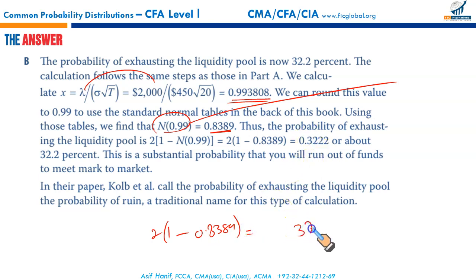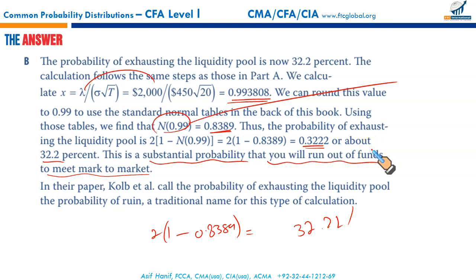Our result comes out to be 32.22. Now look at this. This is now higher probability. If your time horizon is 20 days, there is a 32.2% probability, quite a substantial probability, that you will run out of your funds to meet the mark to market. So the longer the duration, the period, the more probability that you will run out of your liquid funds. You will run out of liquidity in mark to market accounting.